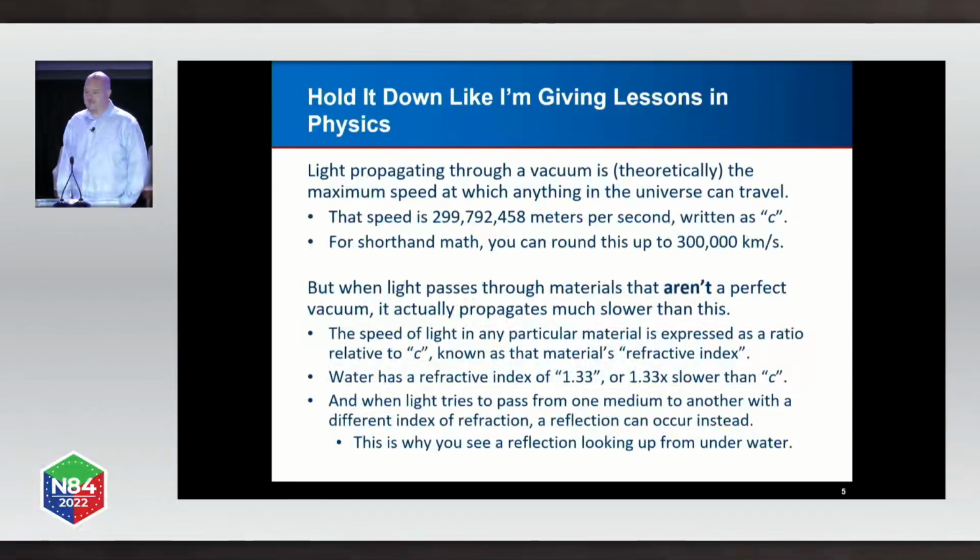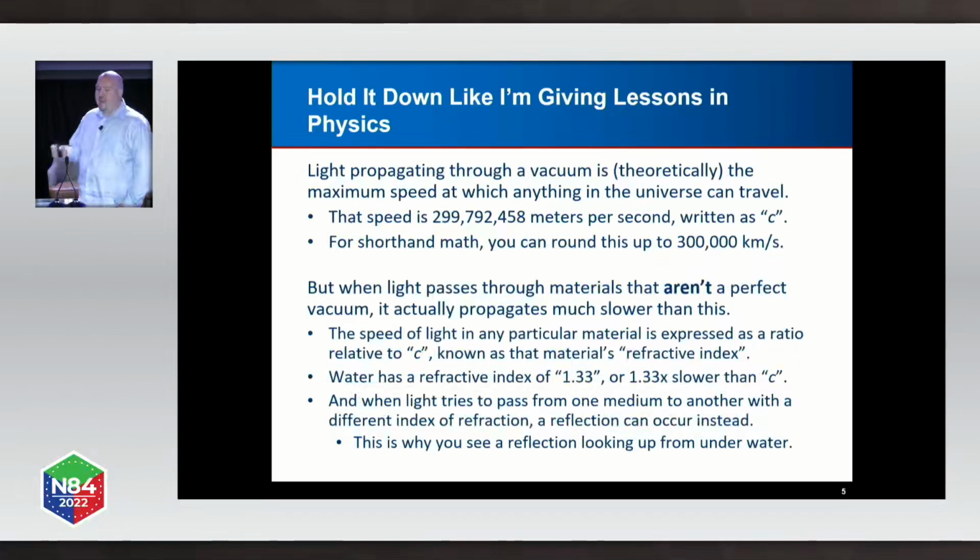We'll talk about the physics of fiber. So light propagating through vacuum is theoretically the fastest speed that anything can travel in the universe, without getting into more complex physics than is necessary. The speed of light is about 300,000 kilometers per second, which we call c. But when you propagate through a material that is not a perfect vacuum, you propagate slower. The ratio of that is called the material's refractive index. For example, water has a refractive index of 1.33, so it's 1.33 times slower through water than it is through a vacuum.